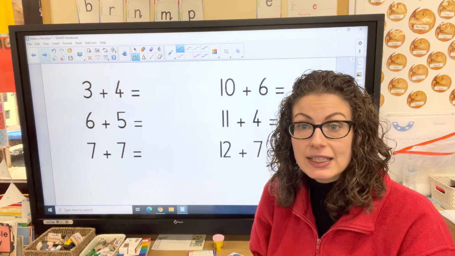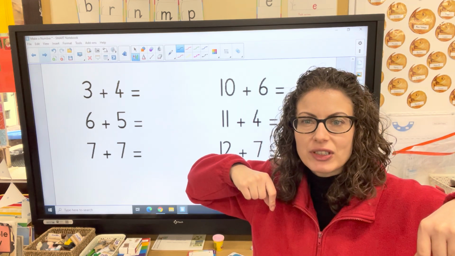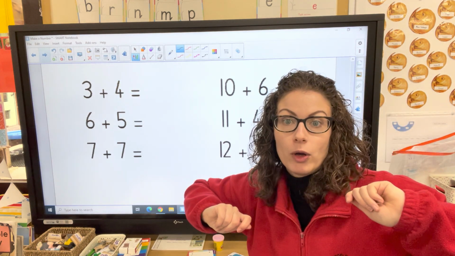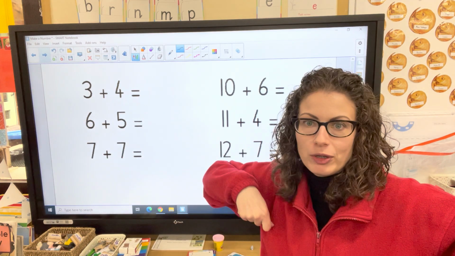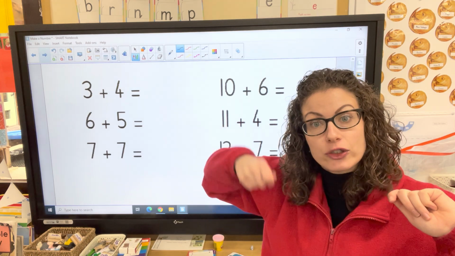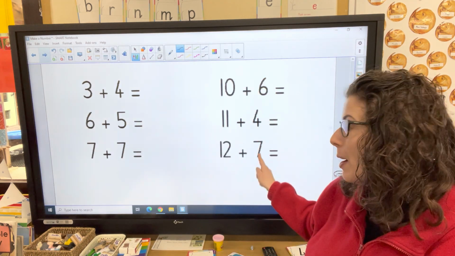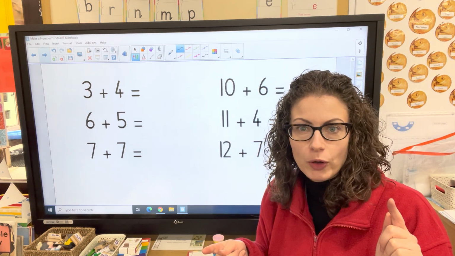Now, some of these number sentences we might be able to do in our head. We might be able to say, well, I know that 1 and 1 is 2, and that's a really popular one that people love to say, 1 and 1 is 2. But understanding what we're doing and understanding the method we're using is super important for when the numbers get bigger or when they're numbers that we haven't used before, okay?